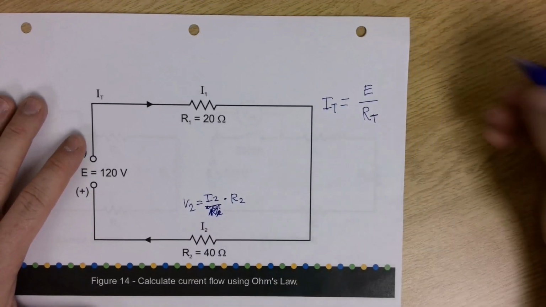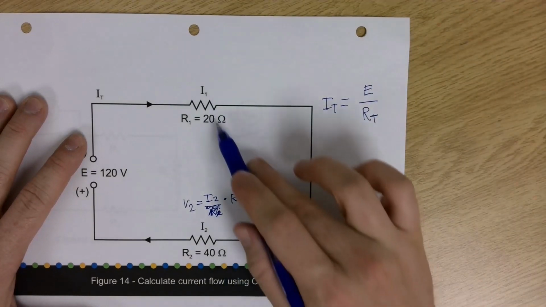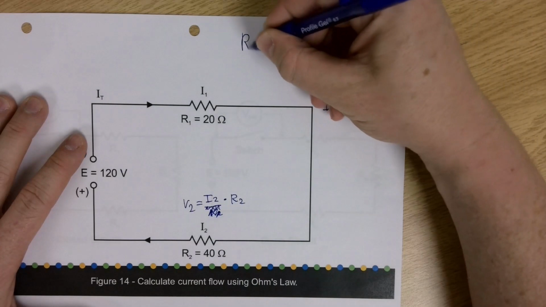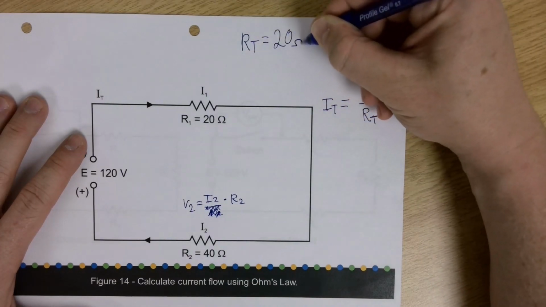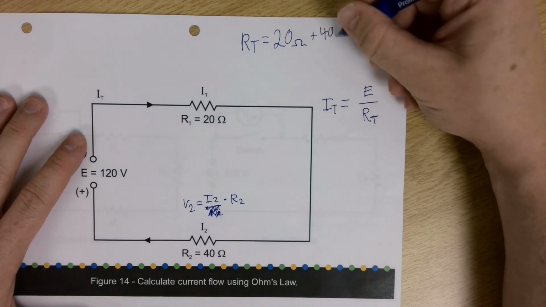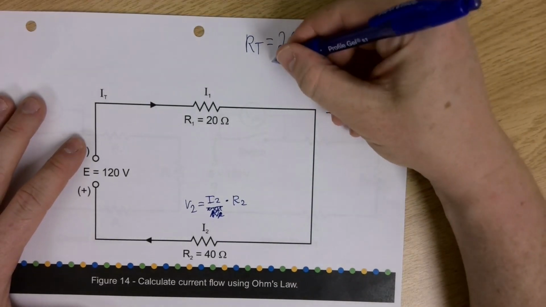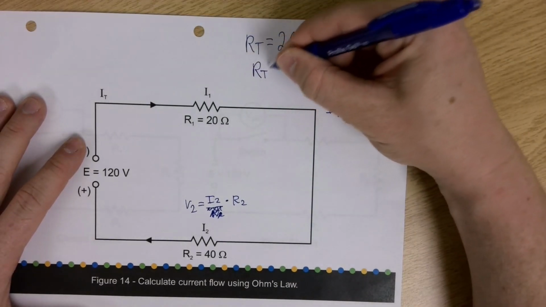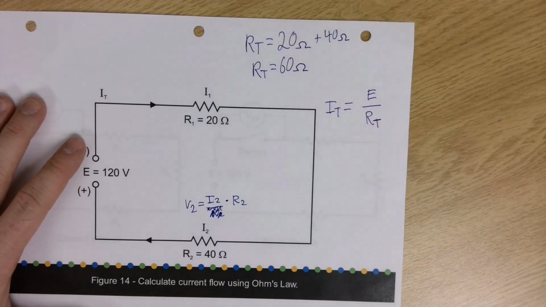So I need total resistance. But thankfully, they gave me resistance values, so the R total is just equal to 20 ohms plus 40 ohms, right? You just add up all the resistance, you get your total resistance for a series circuit. So R total is 60 ohms. Nice and simple, nice and clean.